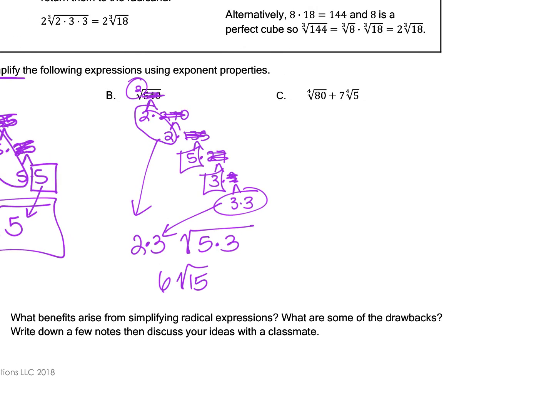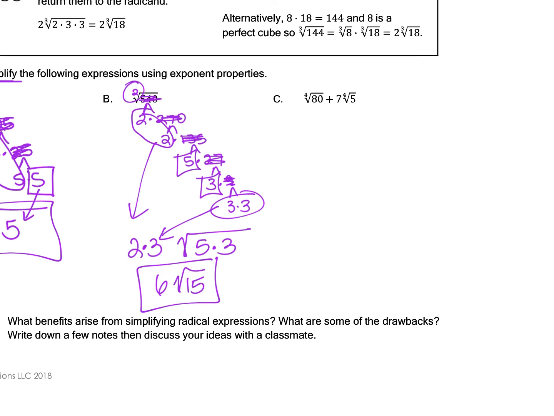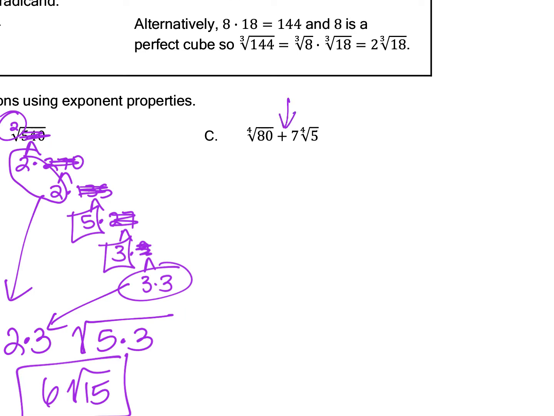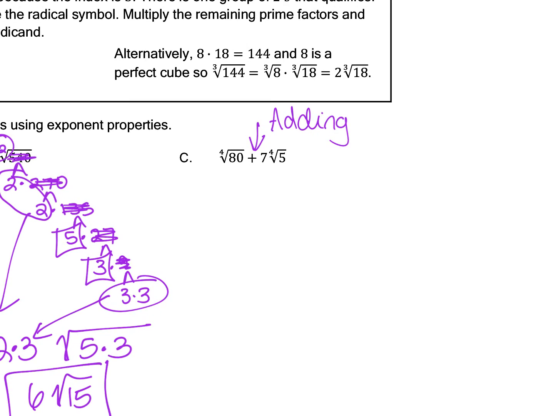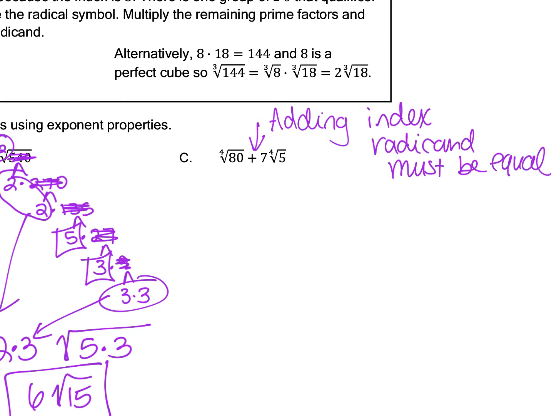Again, you could type in square root of 540 in the calculator. Type in 6 square root of 15. It should be the same decimal. So you're just simplifying your radical. Okay, so notice this one that we are adding. When you are adding, your index and radicand must be the same in order to add the coefficients.